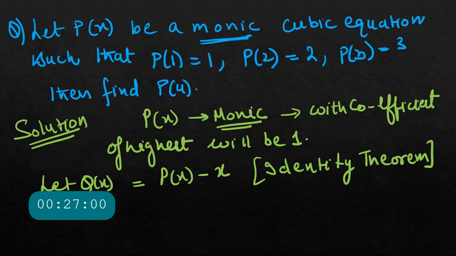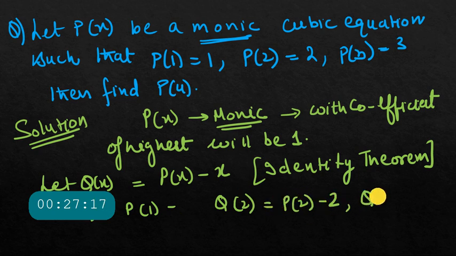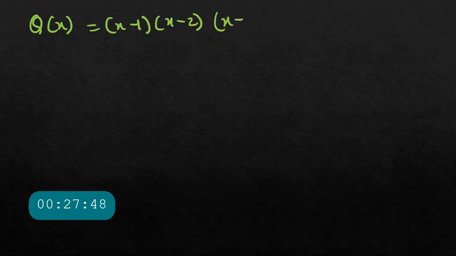Okay? So what are we going to say? That means my Q of 1 means P of 1 minus 1, right? Q of 2 means P of 2 minus 2, right? And Q of 3 means P of 3 minus 3, all are zeros, right? We said this in the identity theorem, that it vanishes. So accordingly I am doing it. So now I will get Q of x is equal to (x minus 1)(x minus 2)(x minus 3).